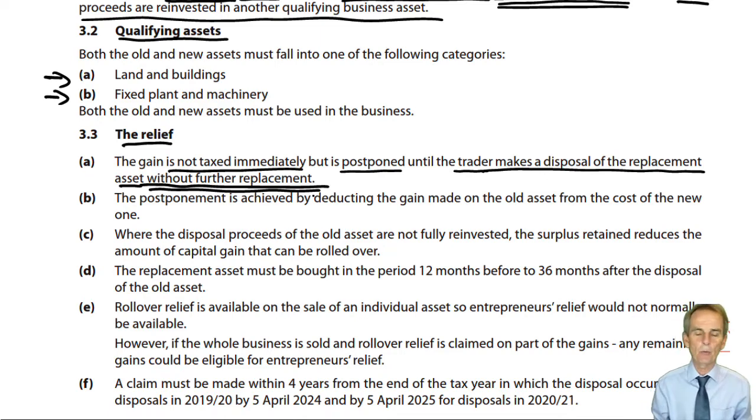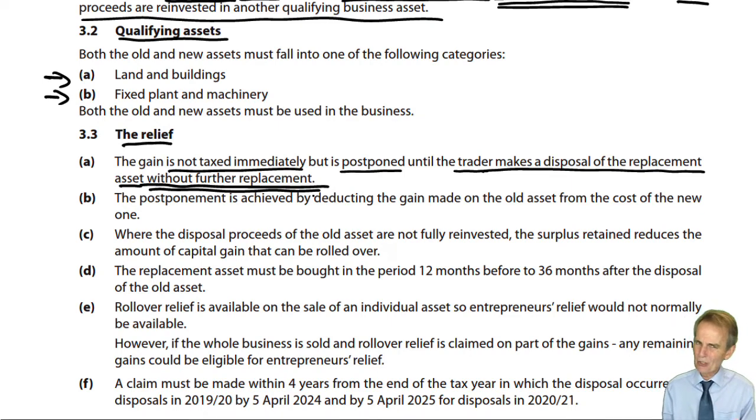But guess what happens when we sell it? Again, we reinvest all of those proceeds. So every time there's a disposal of a qualifying business asset, if we keep reinvesting all of those sales proceeds in yet another qualifying business asset, then the process of deferral continues on, subject to us choosing, as we no doubt would, to make the claim for rollover relief.